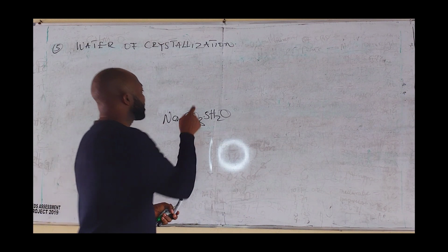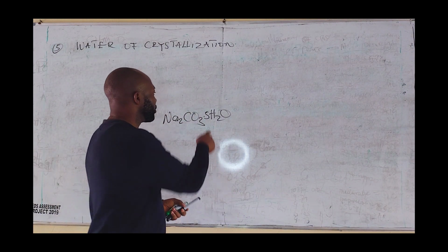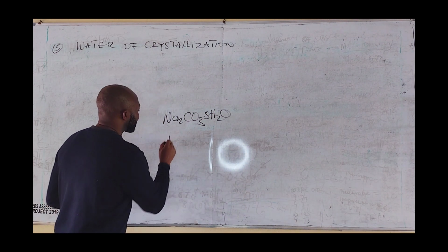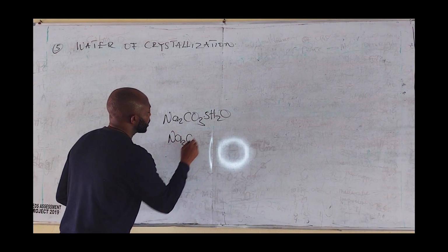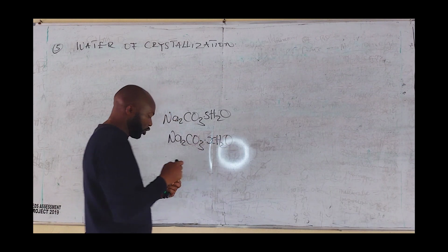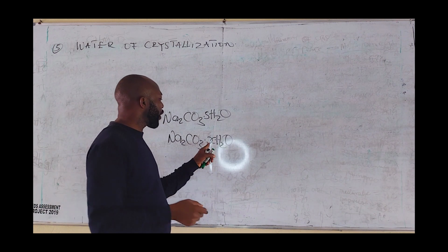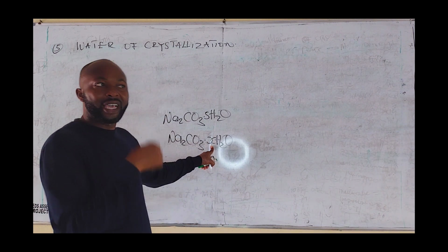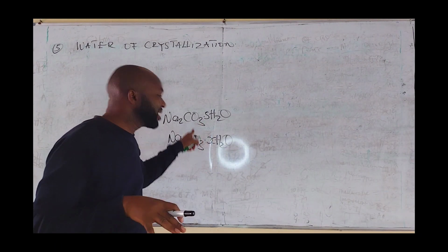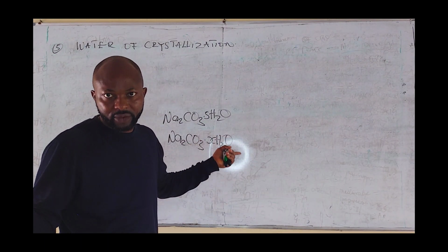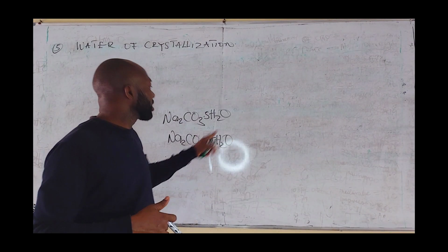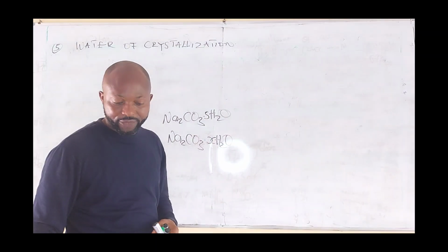So in the question that will be given to you, this 5 will not be known. They will put it to be X. For example, you have Na2CO3.XH2O. So you will be required to find out the X. X now represents the number of moles of water of crystallization present in the given salt. Sometimes it could be 7, it could be 8, it could be 10, whatever the case is. So that is why you have to know the formula. It's very important.